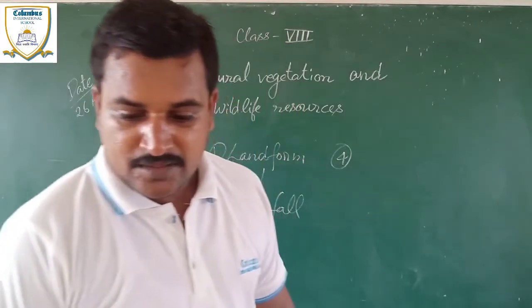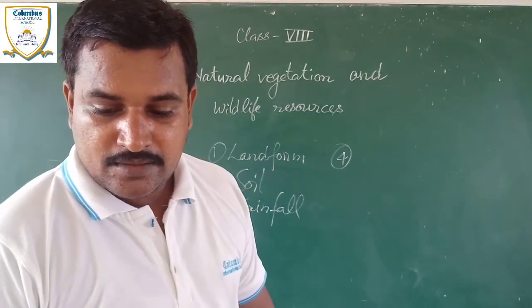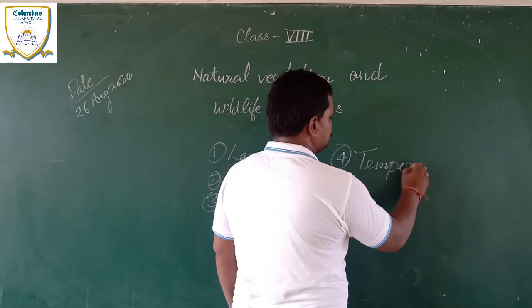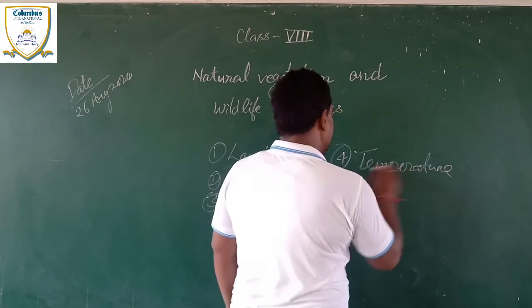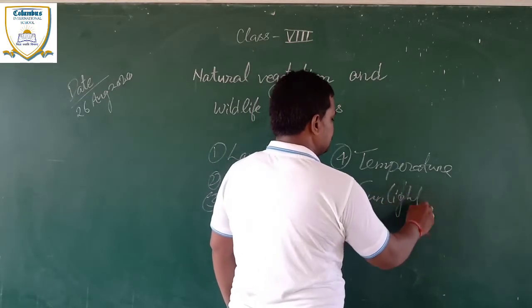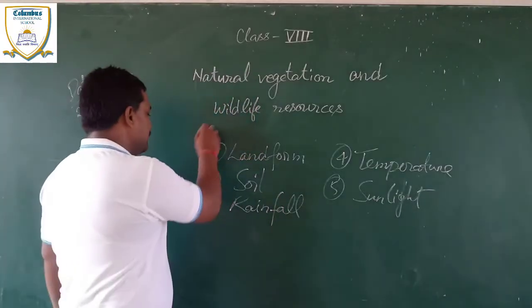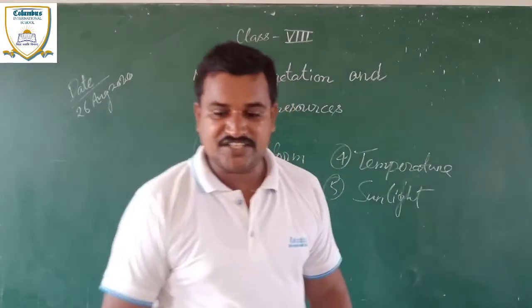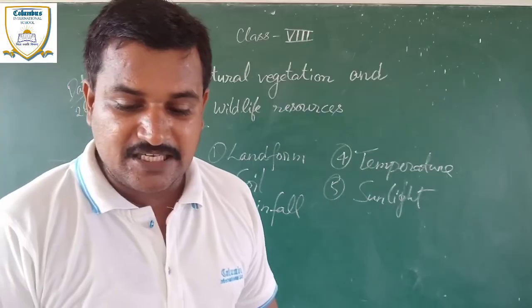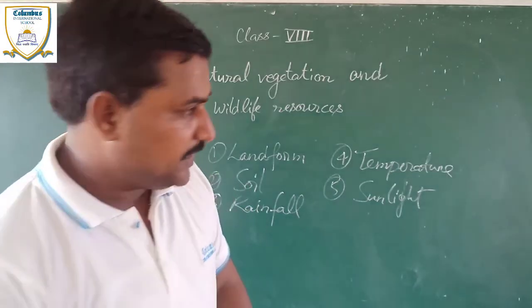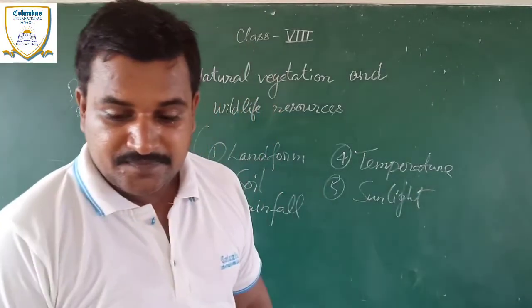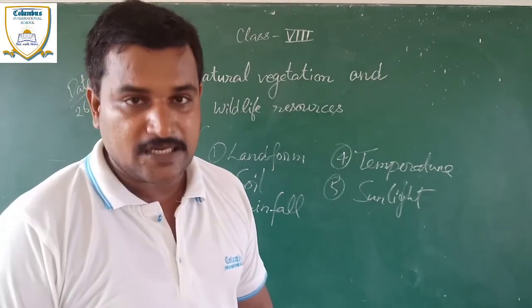And the fourth one is climate condition. Sorry, temperature. Fourth is temperature. And the last one is sunlight present there. So all these factors influence the natural vegetation, the distribution of vegetation. So the vegetation all over the world has been divided into forest, grassland and shrubs. It means we can say the vegetation is divided into main topics, that is grassland, forest and shrubs.